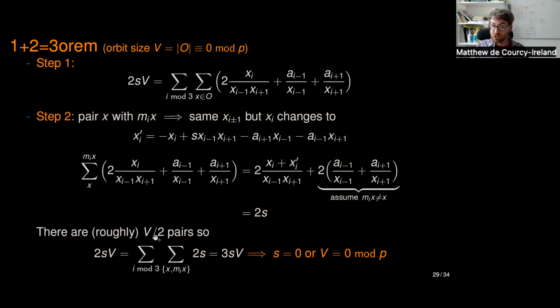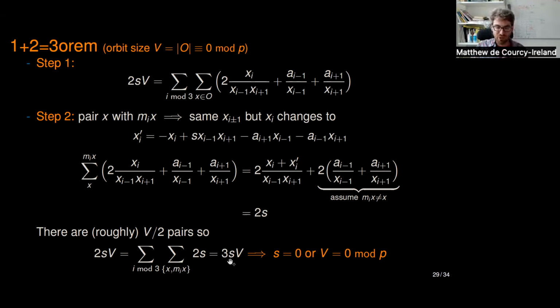Roughly, you would have v over 2 pairs to make v. So that's going to cancel the 2. So 2sv from step 1 is the sum over all indices, sum over all pairs, 2s for each pair. So this is 3sv because there are v over 2 pairs. So at this point, something has to be 0. If 2sv equals 3sv, p is at least 5, so 2 and 3 are what they appear to be.